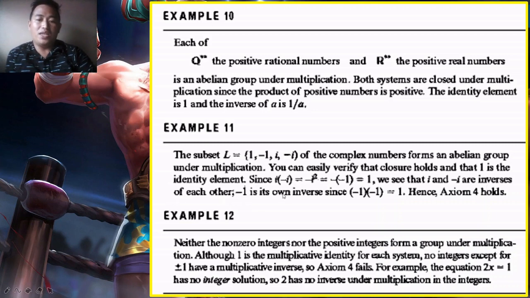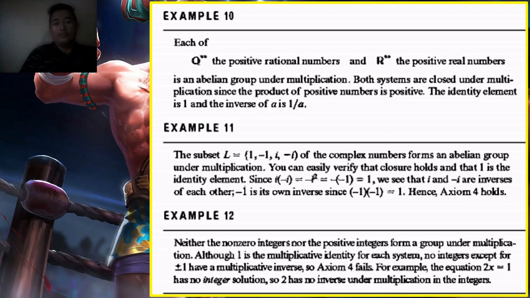Then si negative 1 kay is its own inverse. Kasi syempre negative 1 times negative 1 is positive 1, so which is the identity. Siyempre, ang 1 ang inverse, iyang self. So, hence, axiom number 4 holds.